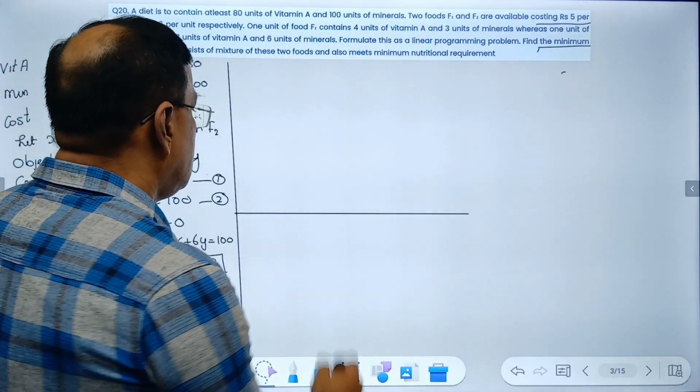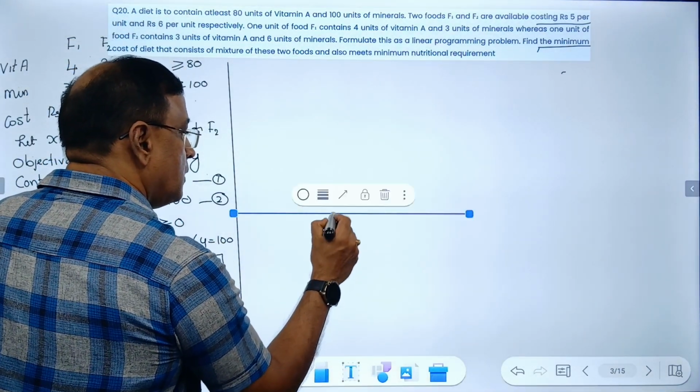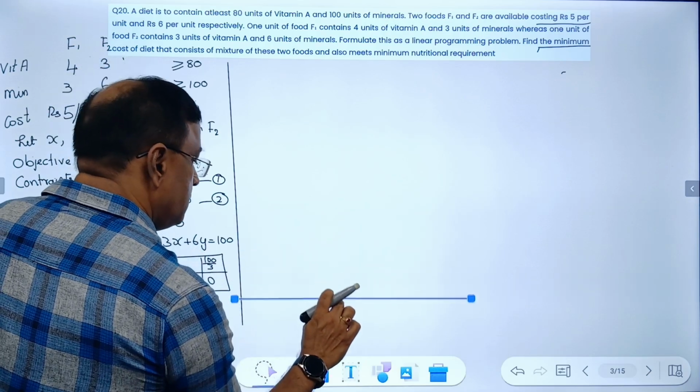It's not moving. What is the problem? Okay.